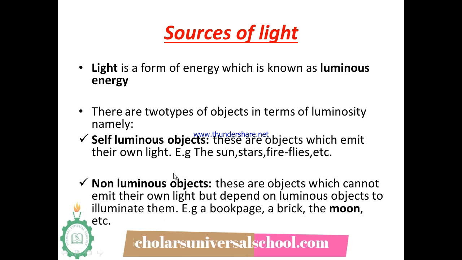Examples are the inanimate things that we use. You have a book page, you have a brick, even the moon. I'm sure you might be surprised, thinking that the moon is a heavenly body that is supposed to emit its own light. But the moon does not have light of its own. The light you see from the moon is the light that it reflects from the sun and the stars.